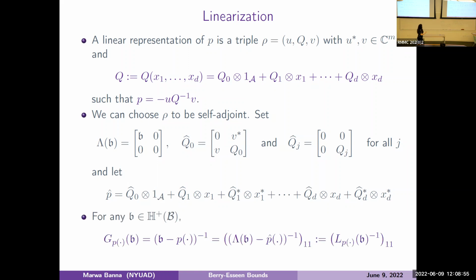And why is this interesting? It's interesting because we can recover the Cauchy transform of P by looking at the 1, 1 entry of this matrix here. So we consider the resolvent of P hat at the point B, and we look at the 1, 1 entry. And once we pass to this operator-valued level, we find the estimates that we want, and then by taking the 1, 1 entry, we can pass them to our initial polynomial P.